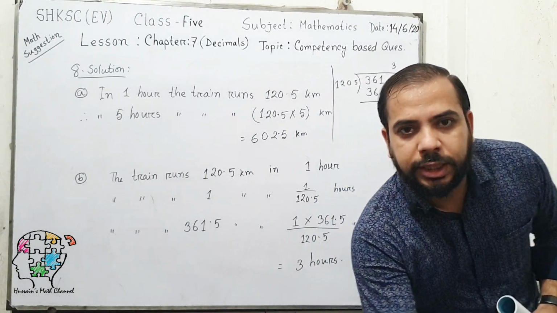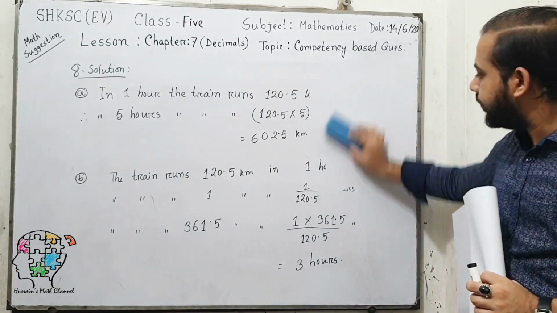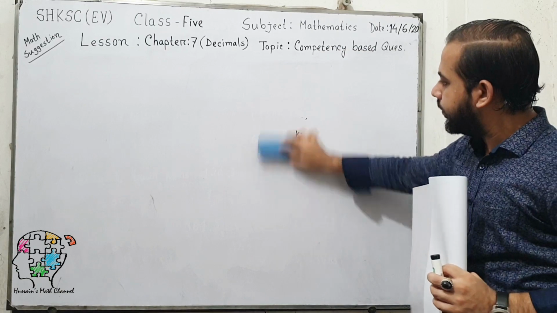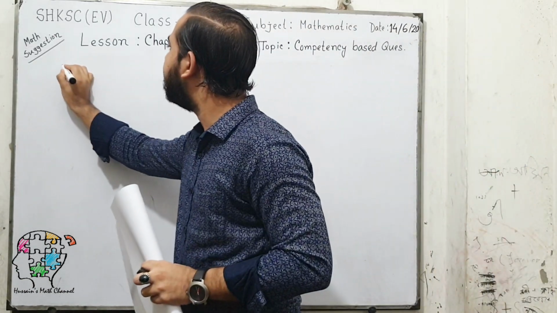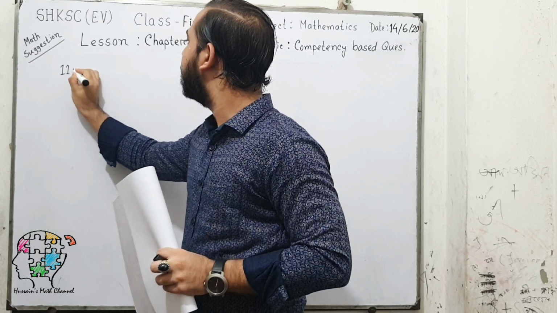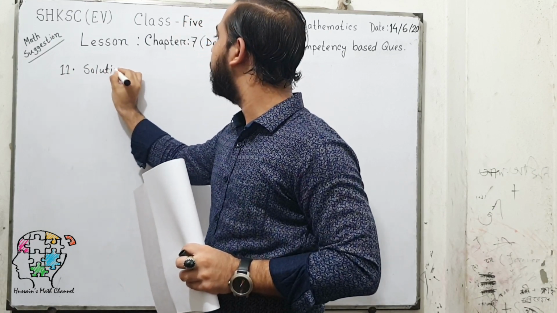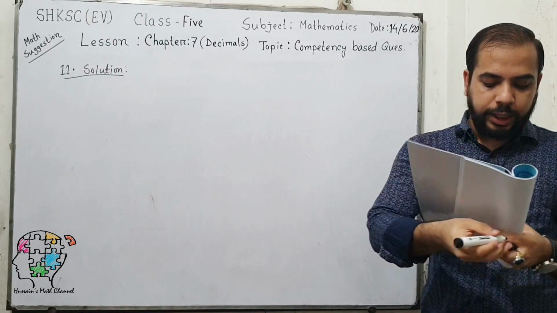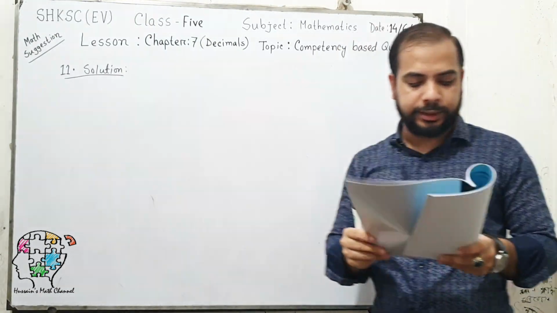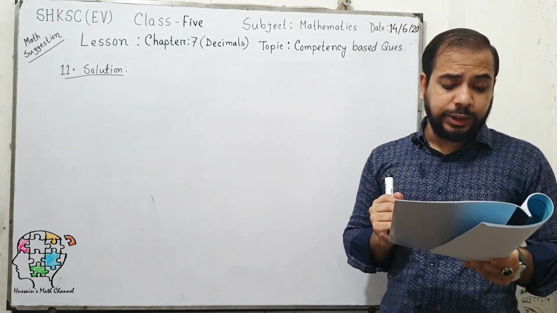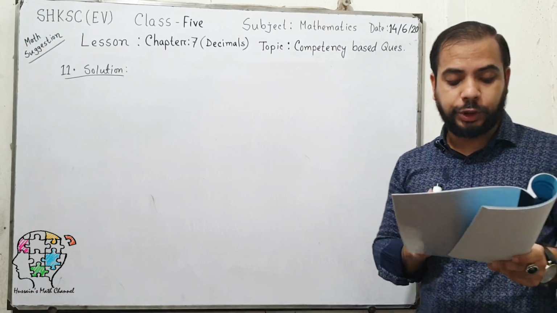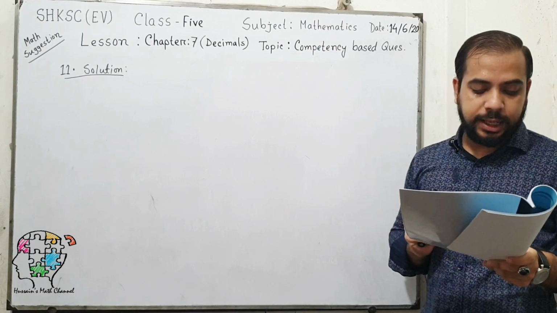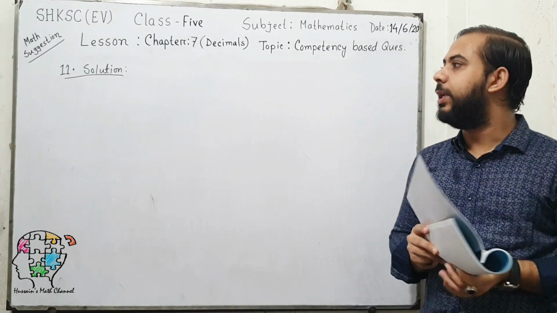We'll do question number 11 next. At first, read question number 11 from your math suggestion. Villagers want to equally divide 35.28 liters of oil among 9 families. Question A asks, how many liters of oil will each family receive?